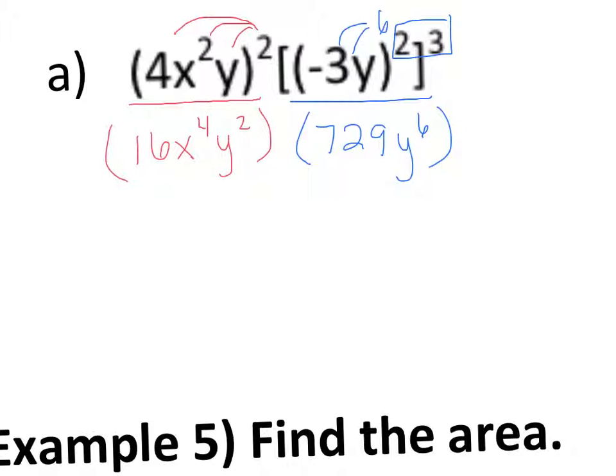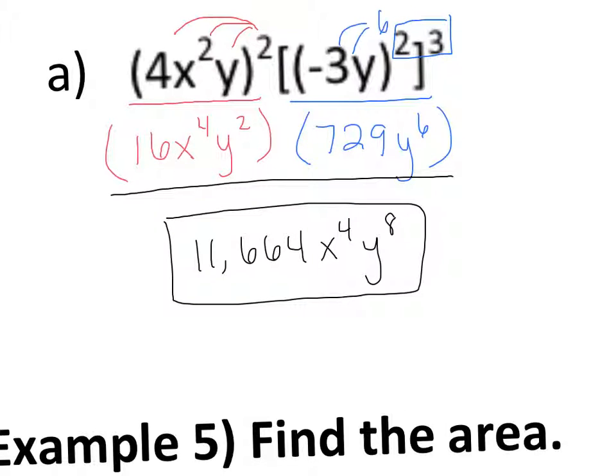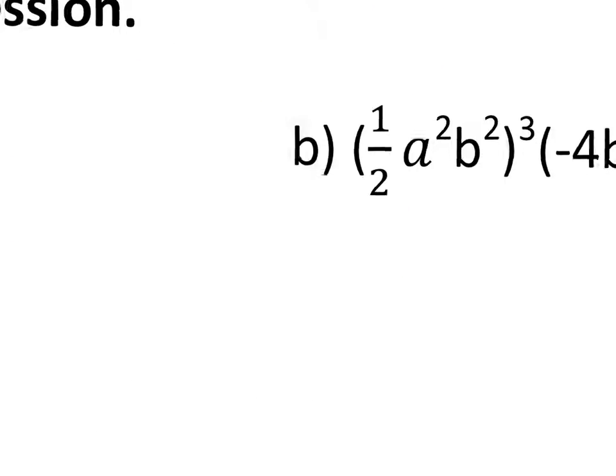Okay, now that I've done that, I'm going to put all of those guys together. So I'm going to take 16 times the 729 and get 11,664 x to the 4th, y to the 8th. And that's going to be your final answer. Okay, so keep in mind, when you're dropping it in, that's multiplication. And when it's side by side, you're going to add. Okay? All right, let's go to the second example here.